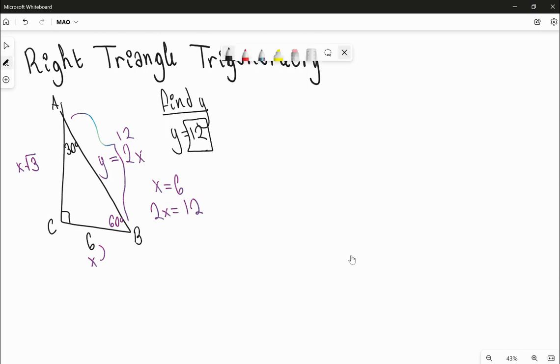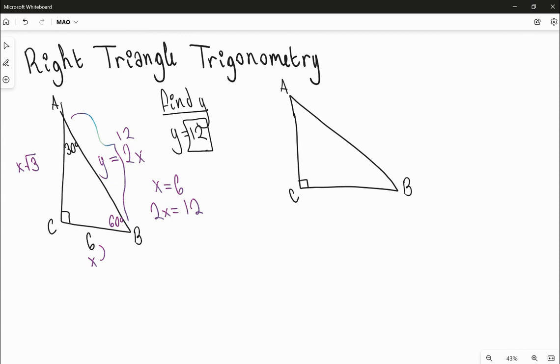All right, if you have one that's like this, let's do it like this. A, B, C, this is our 90 degrees. Let's say this is 45 degrees. Our AB is Y again, and our BC is 3.